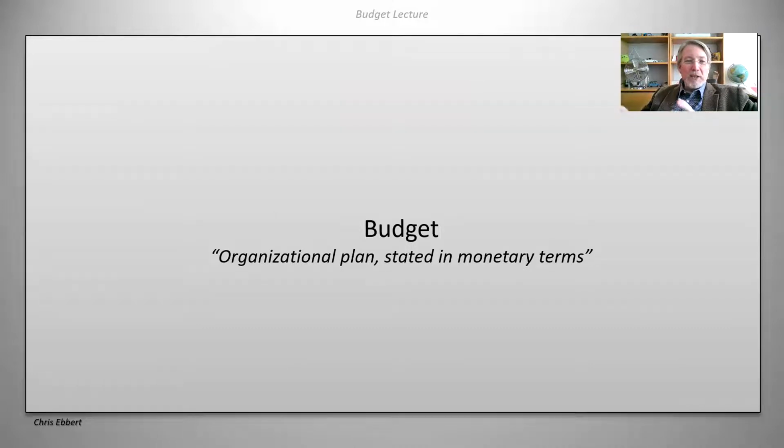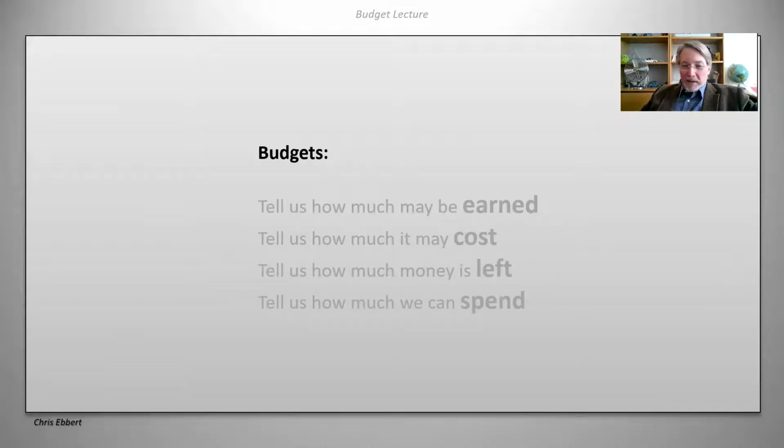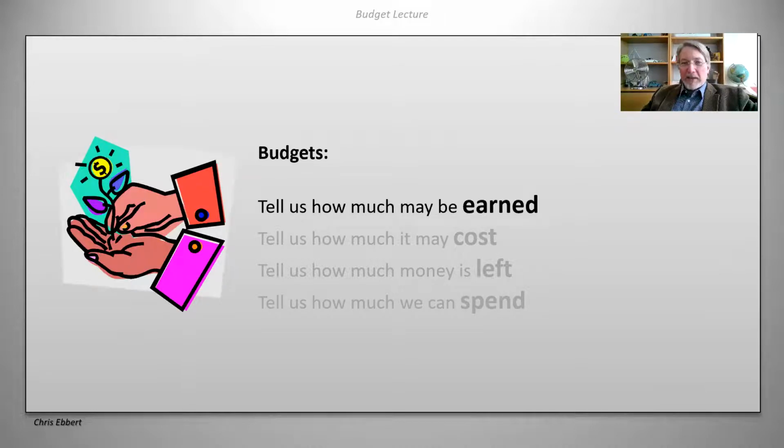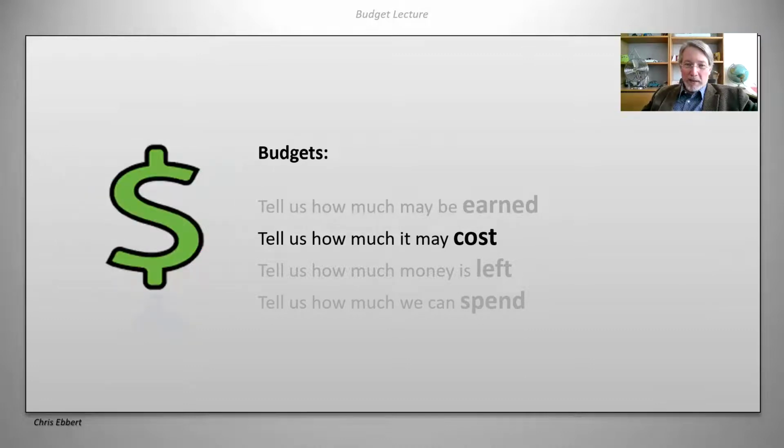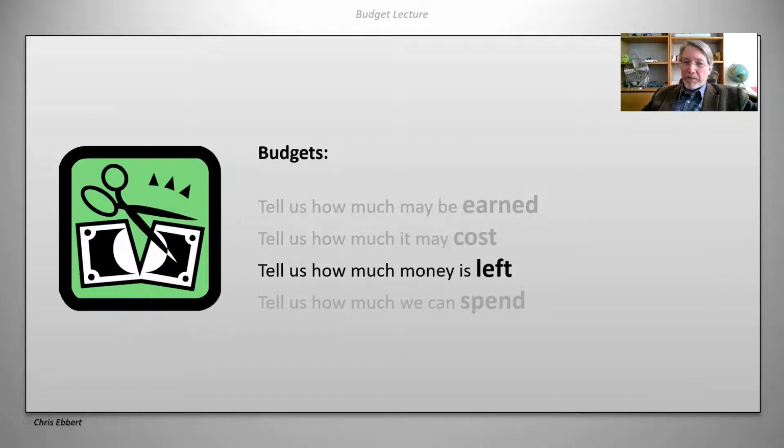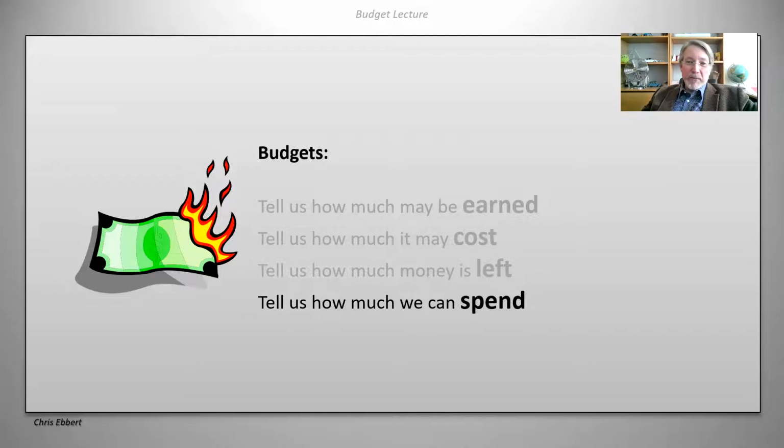And this is really an organizational plan, or a plan that is stated in monetary terms. So it's a money plan, right? What we plan to do with the money. So a budget can do a few things for us. It can tell us, hopefully, how much may be earned when we take on a project. It hopefully should tell us how much it may cost us to do that project. It should also tell us how much money is left when we're done, and thus how much we can spend on that project or other things.